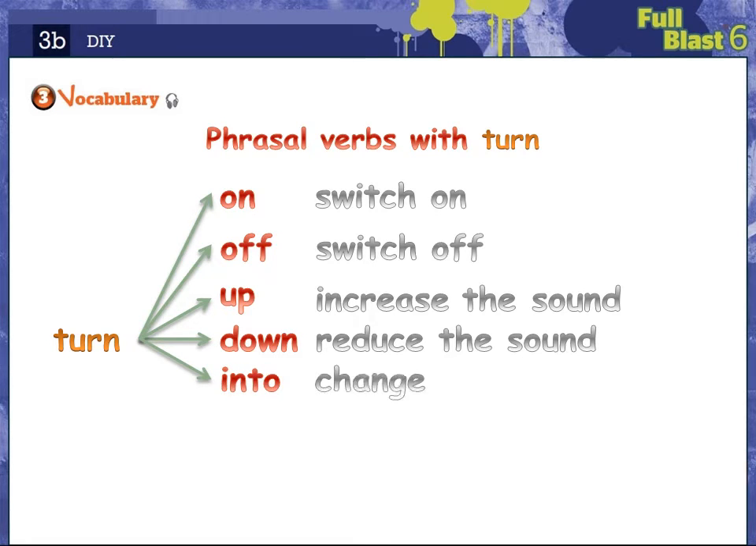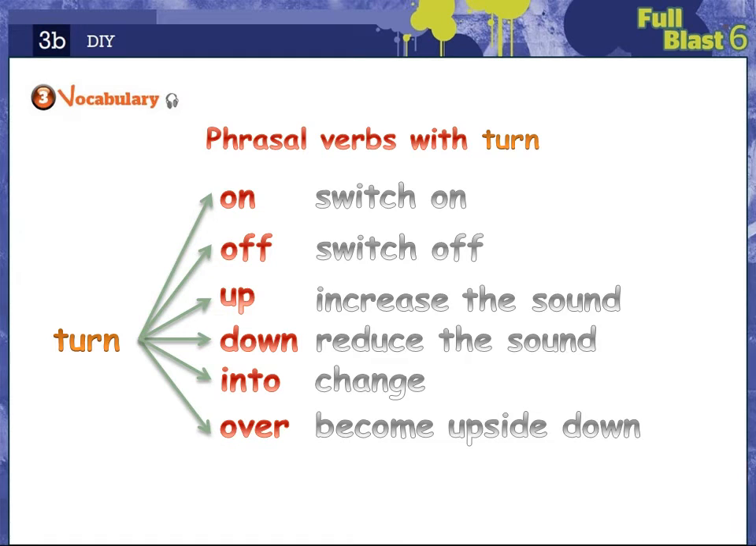Turn into means change, يغير أو يبدل. Turn over means become upside down, ينقلب رأسا على عقب. Turn out means be in the end, يتضح في النهاية.